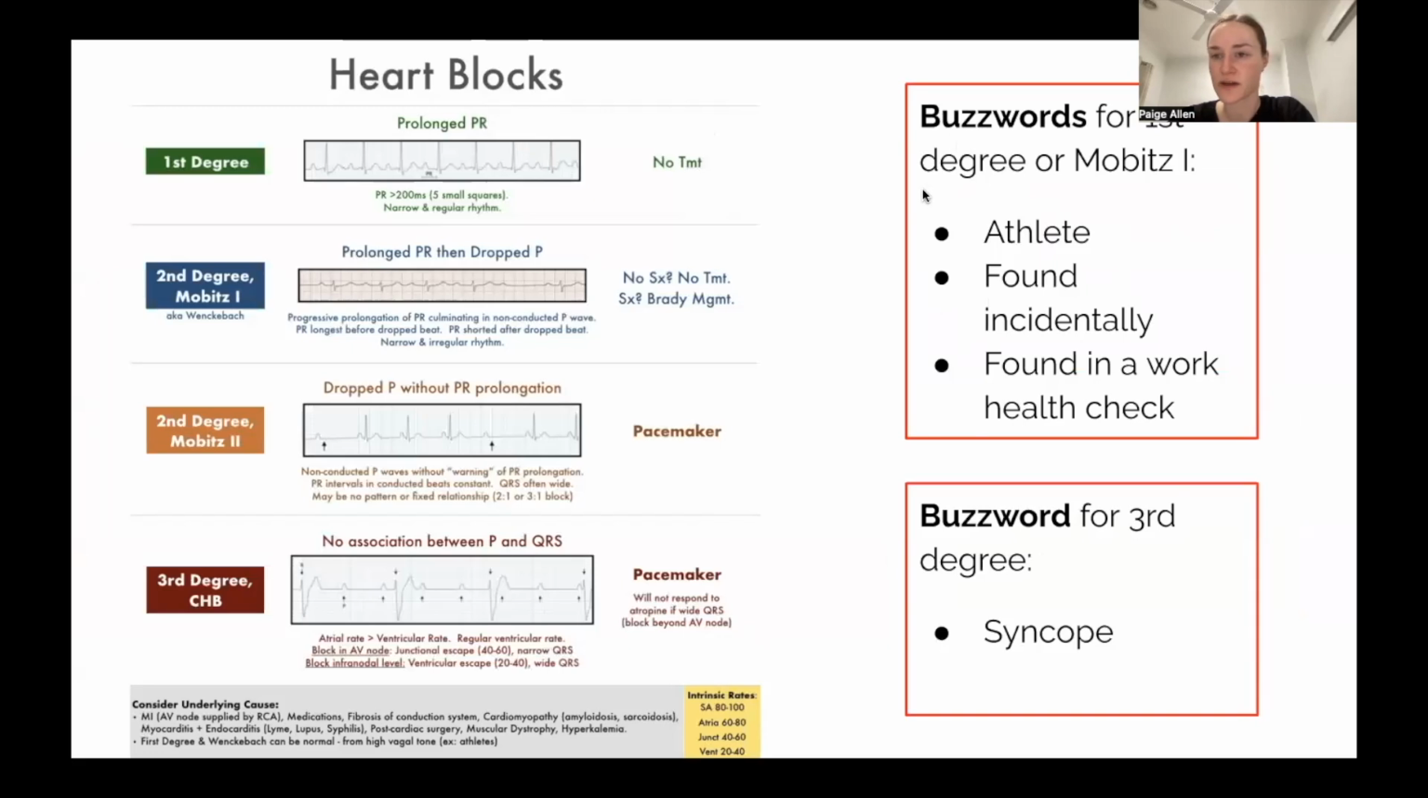And then the buzzwords for those like earlier types of heart blocks, it's often some sort of like athlete is getting like a health check, or someone's getting like a health check from work, or they'll say it's found incidentally. So they'll give you clues that like otherwise this person is healthy. So you know it's not going to be a Mobitz type 2 or like a complete heart block because they probably wouldn't be healthy. They'd be having symptoms. So based off of that, if there's syncope, you can probably expect it to be one of the last two, most likely a complete heart block.